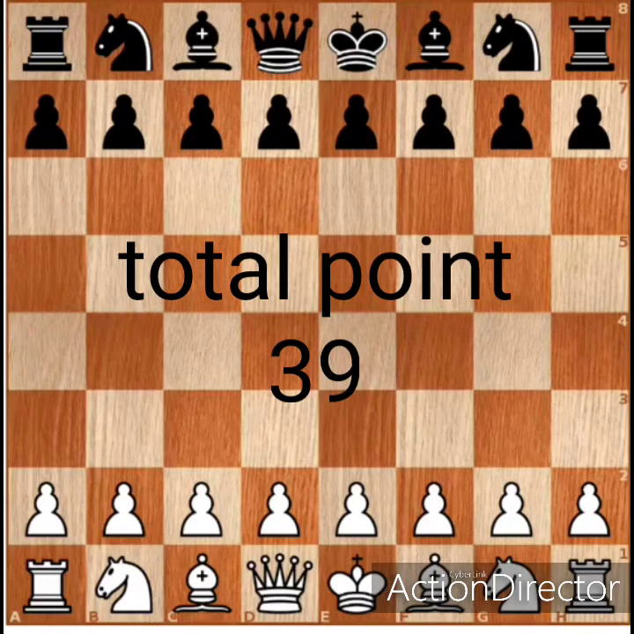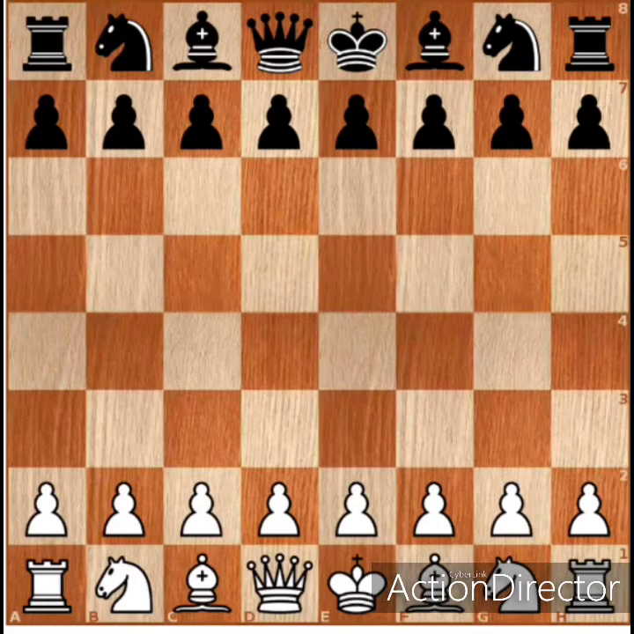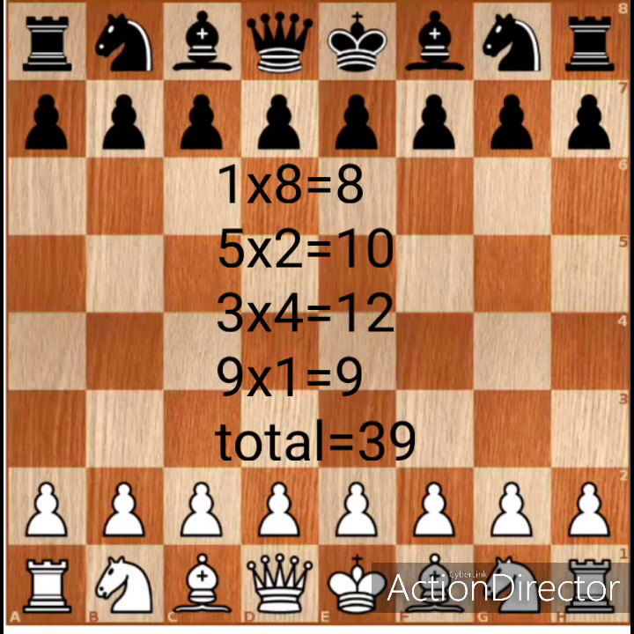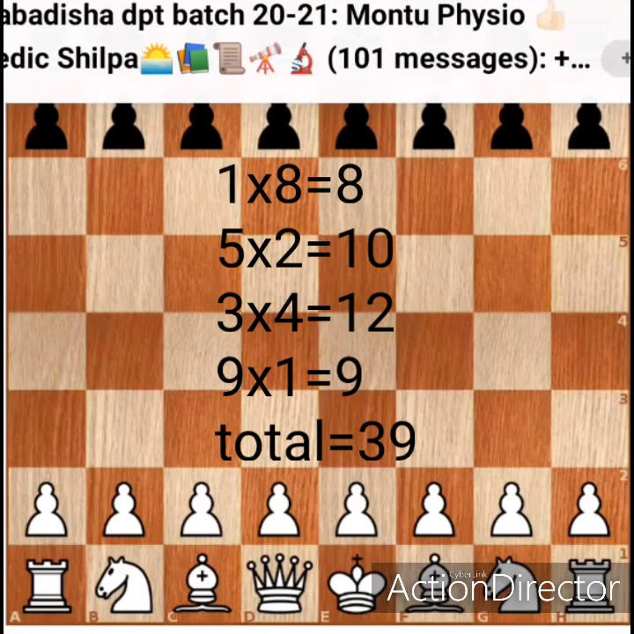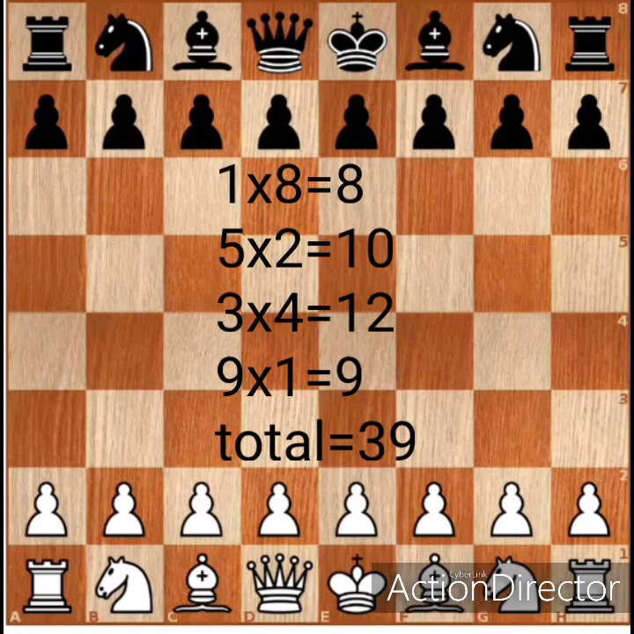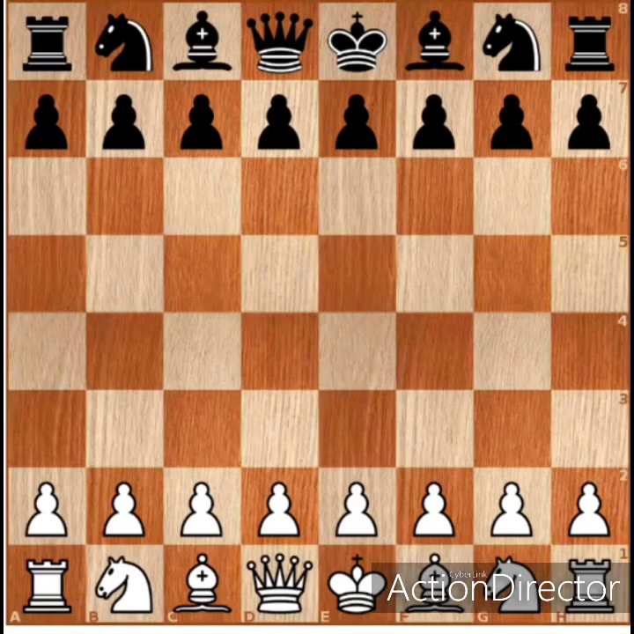Okay, so we have 8 pawns. It means 1 times 8, that is 8 points. Now we have 2 rooks, that is 5 times 2, because a rook has 5 points each, so it's 10 points. Bishops and knights are 3 points each, so there are 4 pieces, 2 bishops and 2 knights, so it's 4 times 3, 12 points, and the queen alone has 9 points. So in total that is 39 points. So you have a power of 39 points against your opponent's power of 39 points.